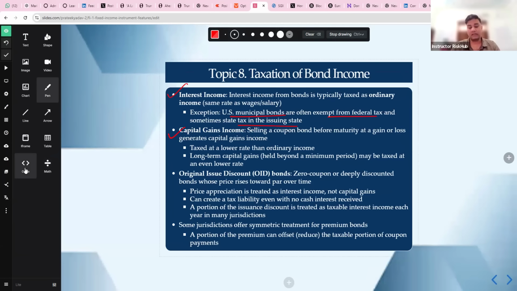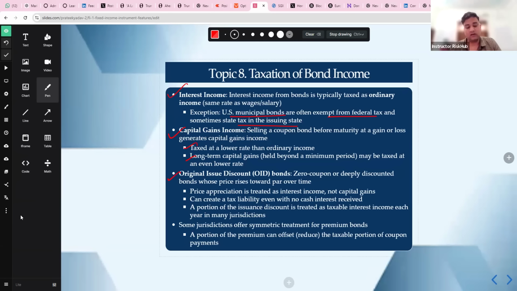Then we have capital gains income. If a bond is sold before maturity, the gain or loss is a capital gain, usually taxed lower than interest. Long-term gains are taxed even lower, right? So that is very, very important.